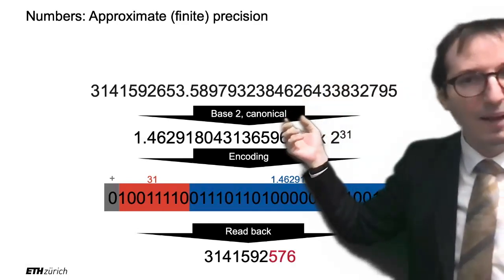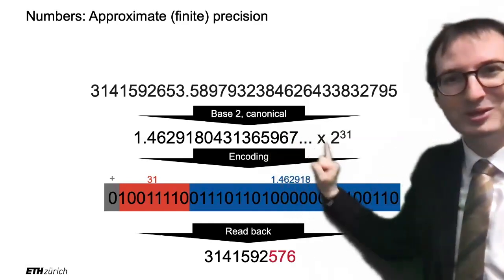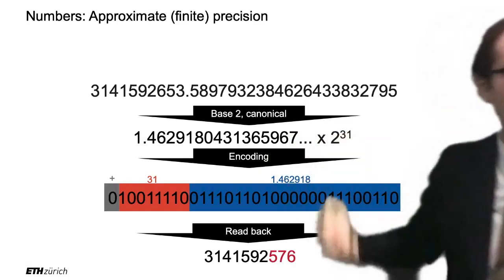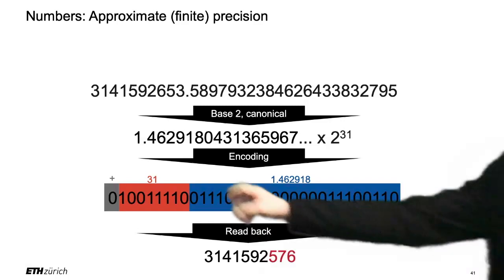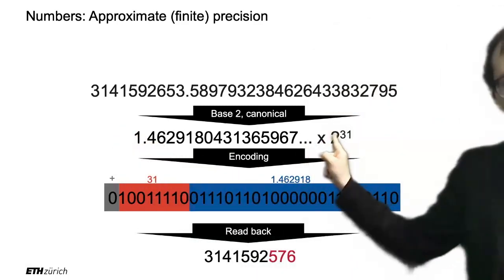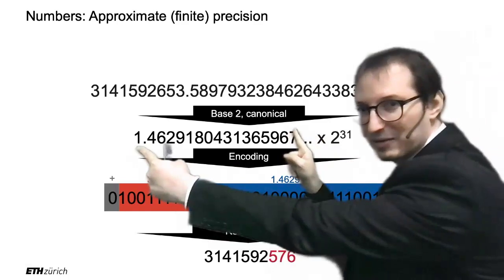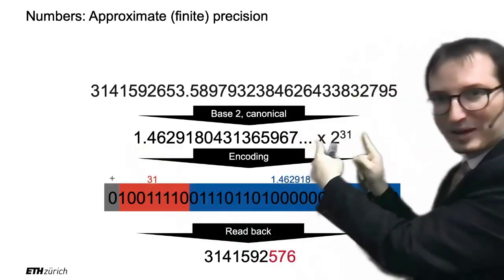Most of you, right? But computer scientists, they don't like base 10. So what was done is that instead they use the scientific notation, but in base 2. So they take something that is between 1 included and 2 excluded times a power of 2. And so what they do is that they encode this part, the mantissa, and then this part separately.